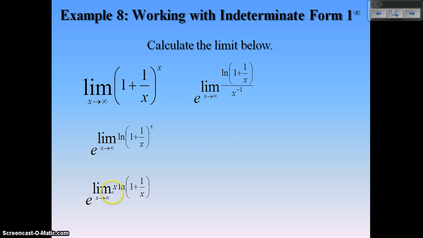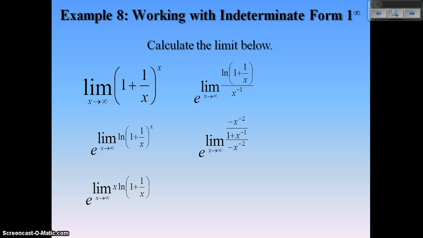Still not in that 0 over 0 or infinity over infinity form. So if I move the x to the bottom and make it 1 over x, or x to the negative 1, now if I were to plug in my infinity, that would give me 0 here. Natural log of 1 is 0. 1 over infinity would be 0. Now I'm in the proper form. So I take my derivative. The derivative of all of this is this part right here.